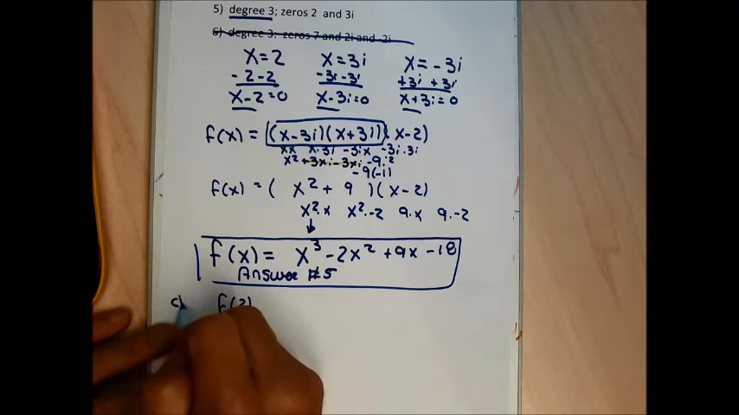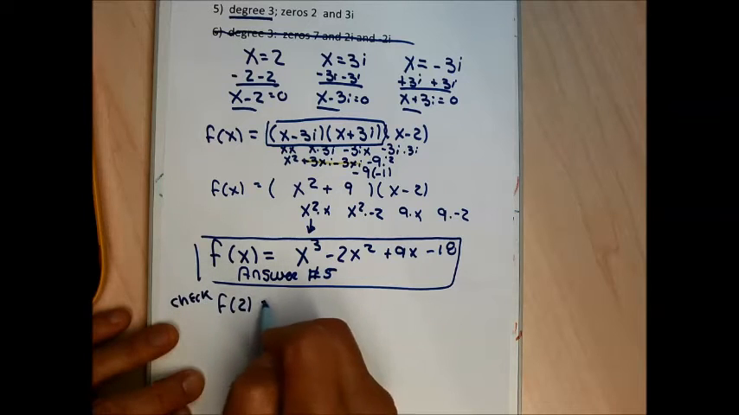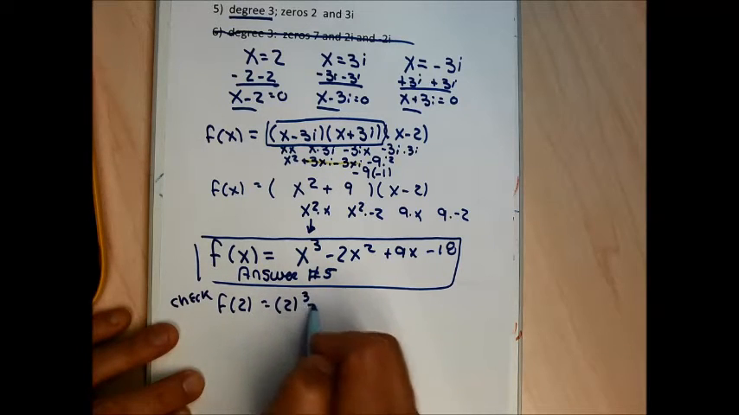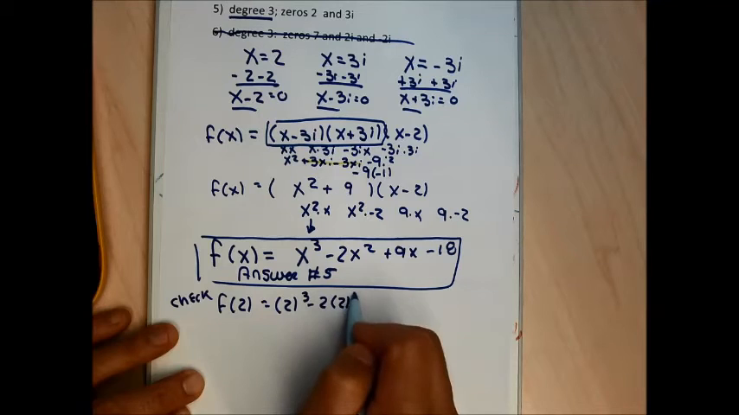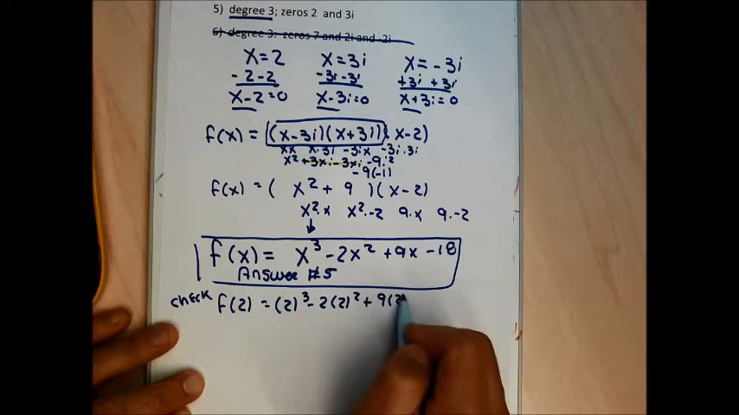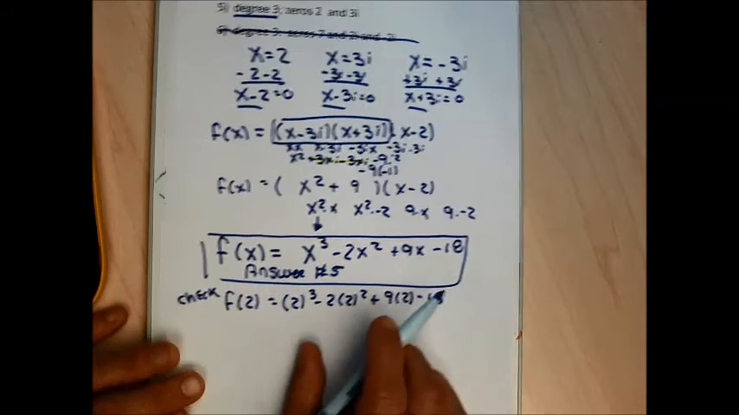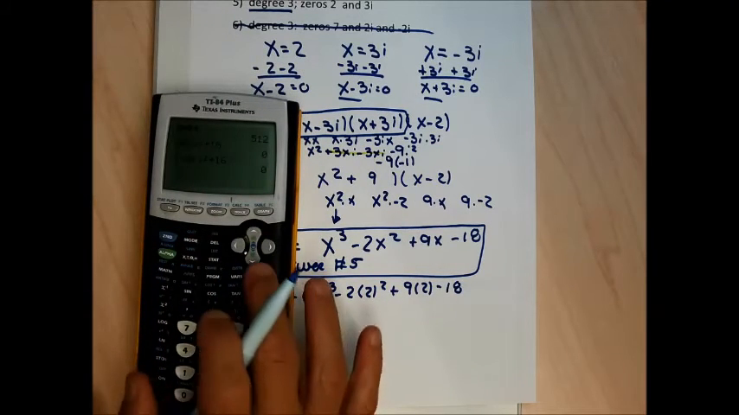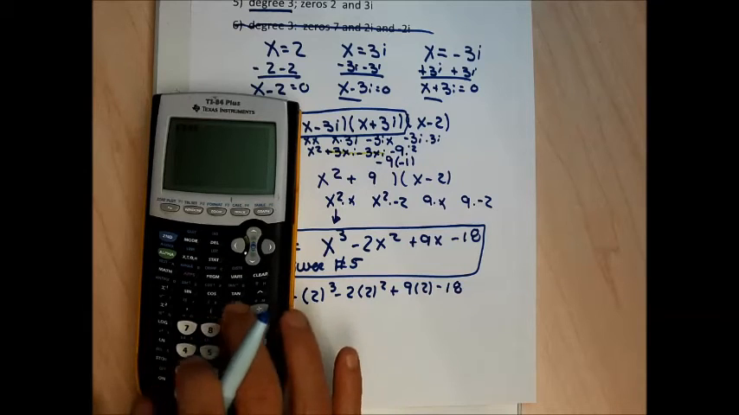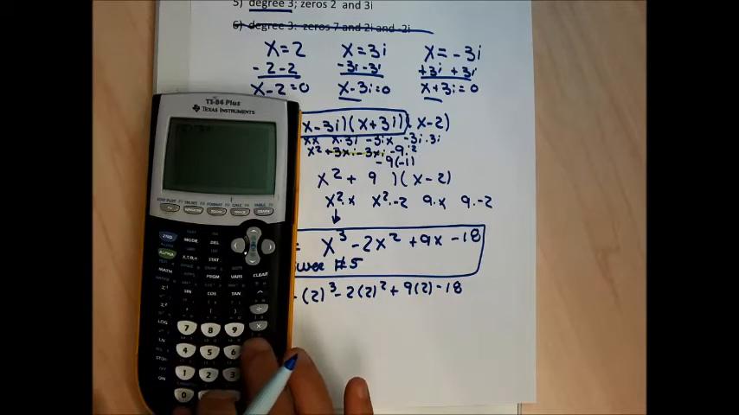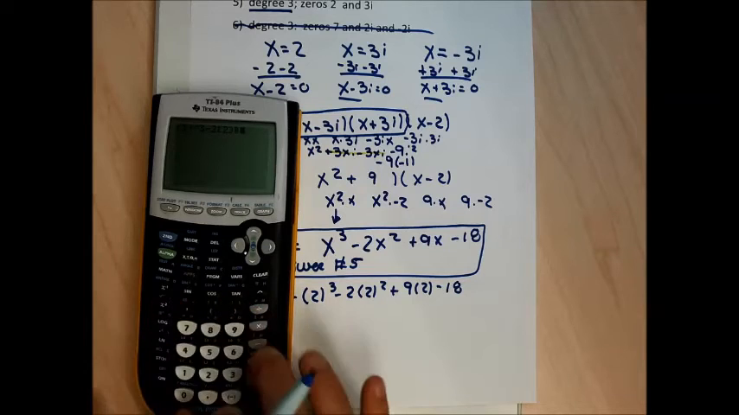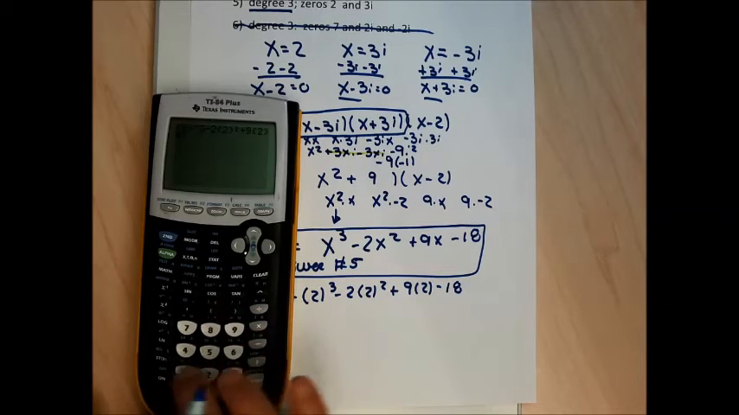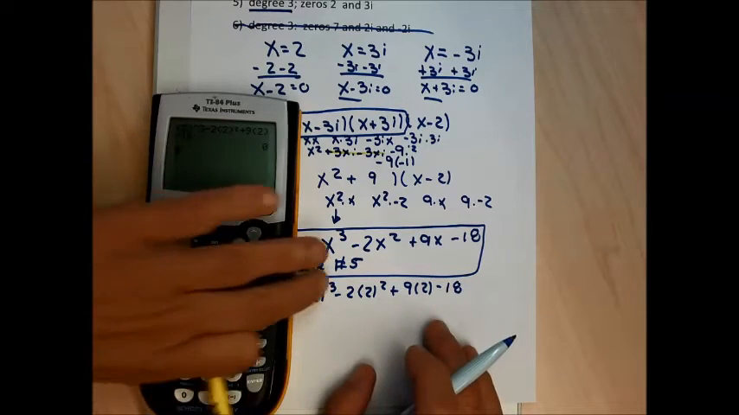So this is completely optional at this point, but for each one of your answers, you should be able to take the numbers that are the zeros and plug them in for x, and you should get 0 out. So the only way my polynomial is right is if when I take each of the 3 zeros and plug them in, I get 0 out. So if I do 2 cubed minus 2 times 2 squared plus 9 times 2 minus 18, if I get 0, I'm on the right path. If I don't get 0, I've made a mistake. I got 0 there, so I think I'm good.